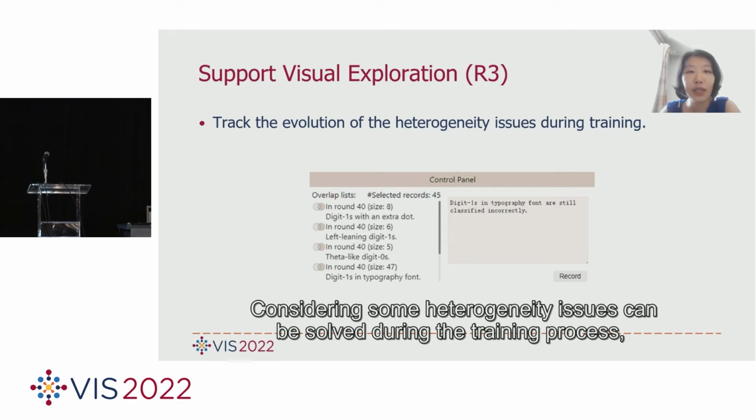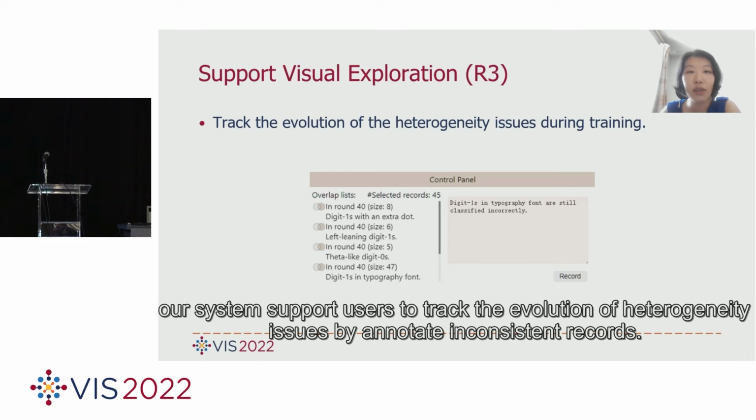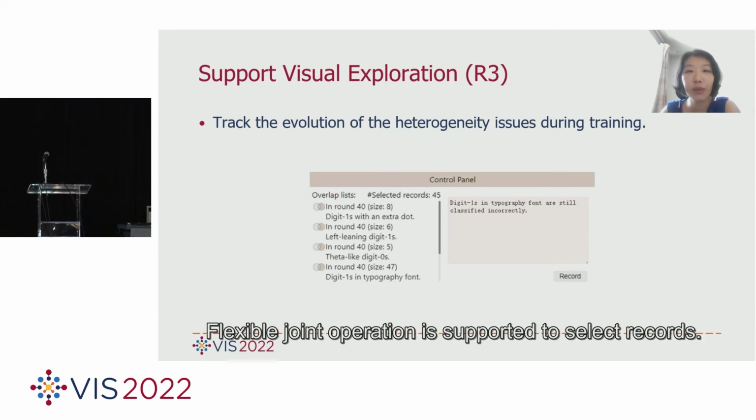Considering some heterogeneity issues can be solved during the training process, our system supports users to track the evolution of heterogeneity issues by annotating inconsistent records. Flexible joint operation is supported to select records.